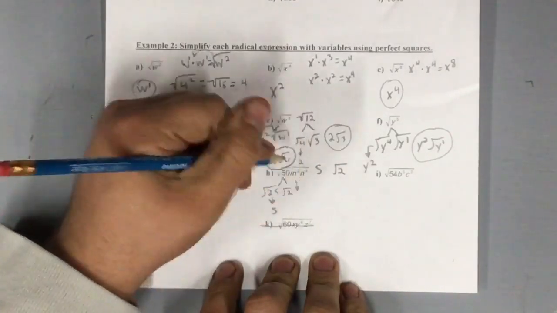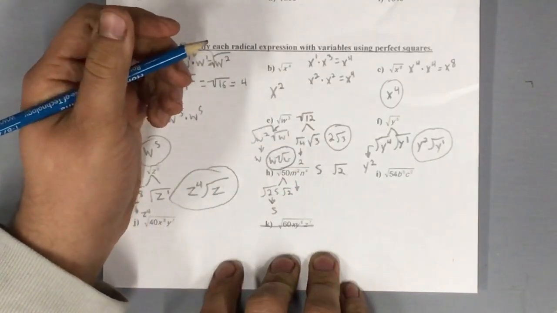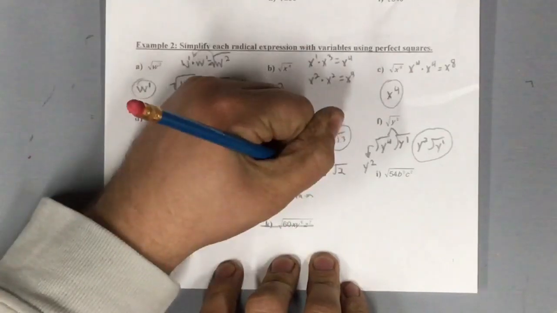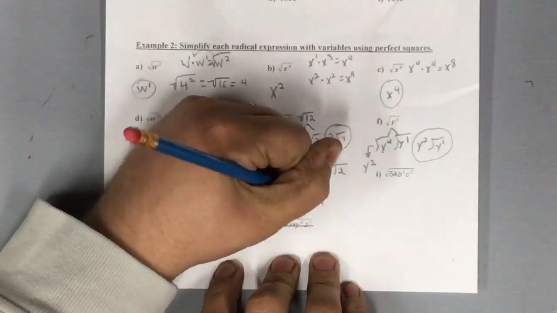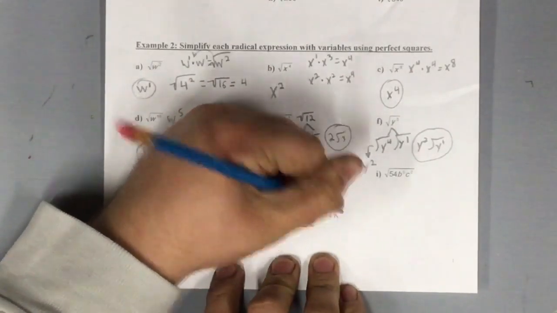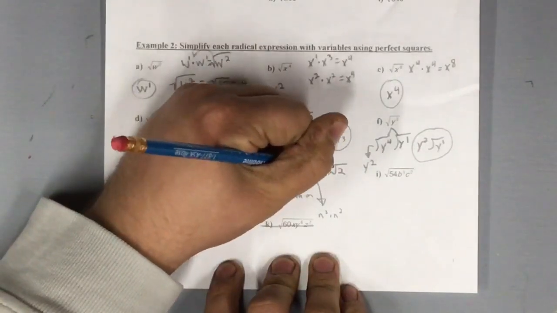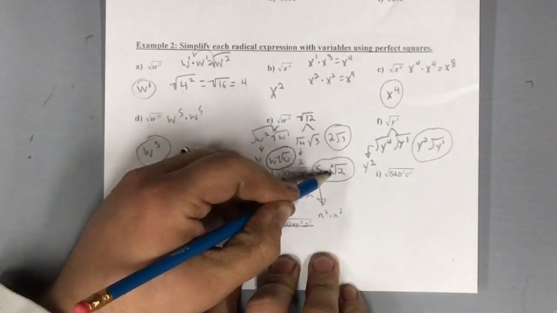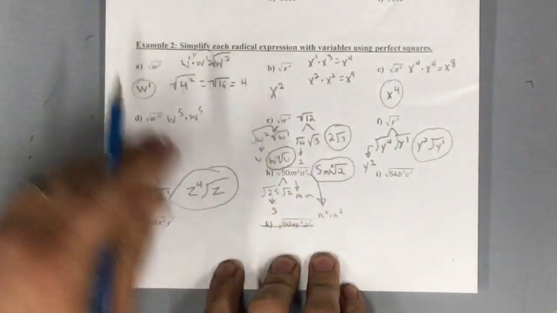M to the second power, remember, if it's even, I can just divide it by 2. 2 divided by 2 makes 1. That just becomes m times m. So a single m is going to jump outside here. N to the fourth is n to the second times n to the second, which makes it a perfect square, so n to the second jumps out. So my final answer is 5m n to the second radical 2.